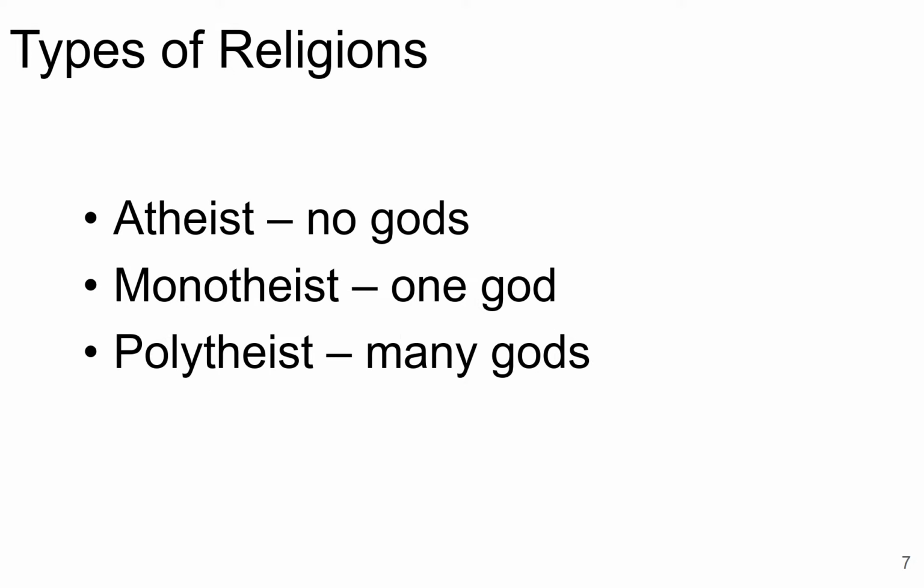One of the ways of looking at religions is the number of gods that they have. They could be atheist and say there are no gods. That would be a religious belief. Monotheist, there's just the one true God. Polytheist, there are many, many, many gods.